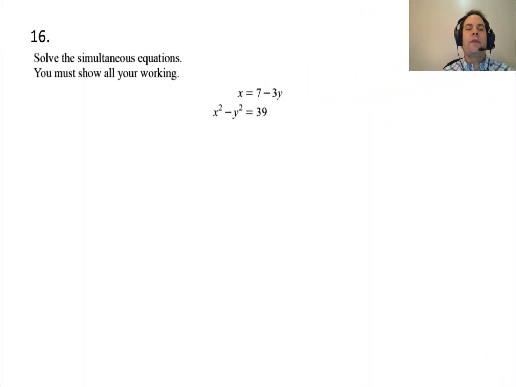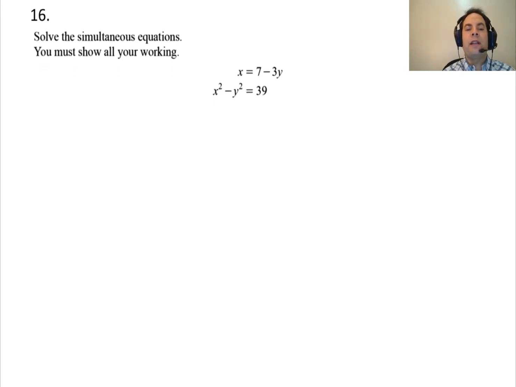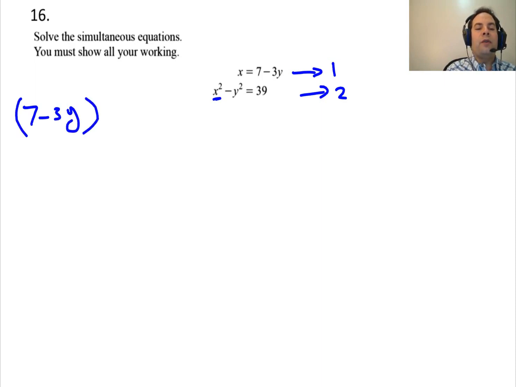Question 16. Solve a linear equation with a quadratic equation by the substitution method. Solve the simultaneous equations, you must show your working. If we already have x as the subject, you can substitute directly in the second equation by removing x and writing 7 minus 3y all to the power of 2. If I name this equation number 1 and this equation number 2, substitute from the first equation into the second one. So (7 minus 3y) squared minus y squared is equal to 39.